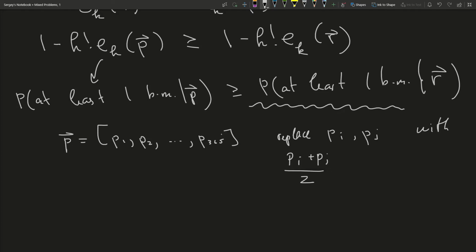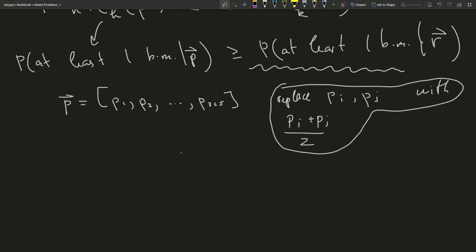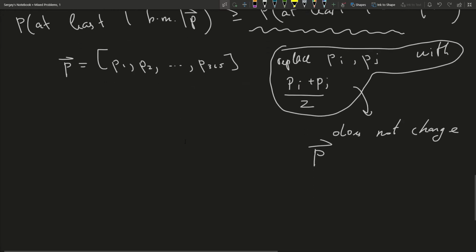So how can I make sure that I don't do this? How can I make sure that the probability of at least one birthday match is minimized and can't be reduced? Well, to do that, we need to make sure that when we do this replacement operation, P does not change. And for this to happen, it is clear to see that all the values in P need to be the same. So P needs to have identical values.